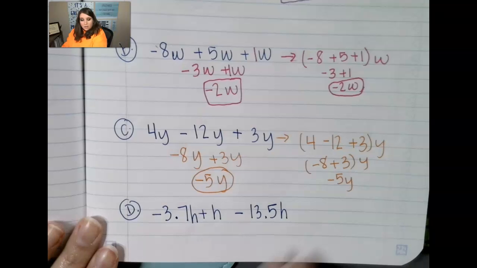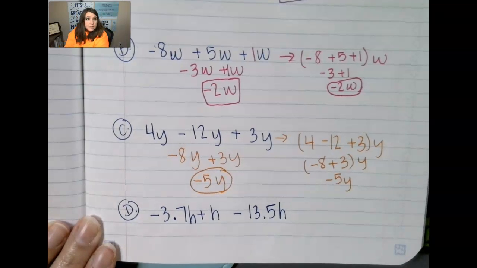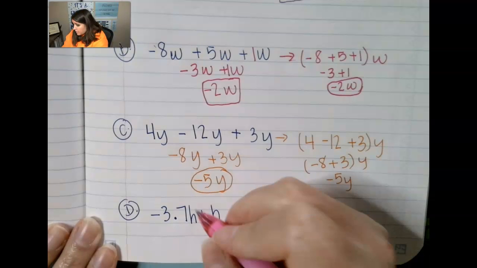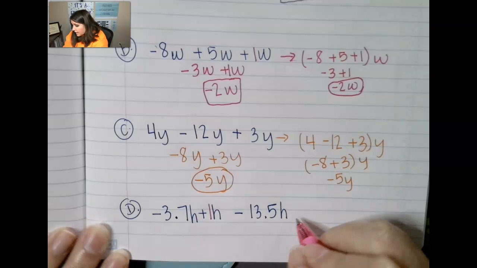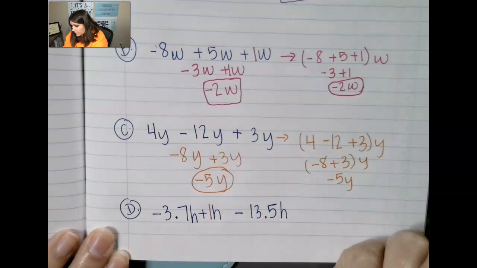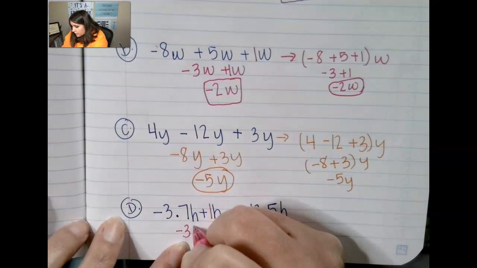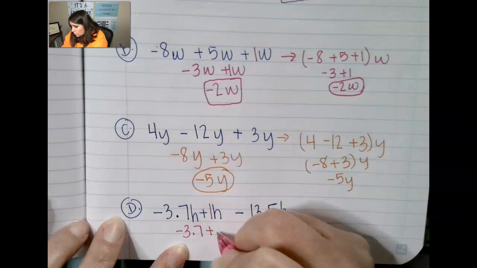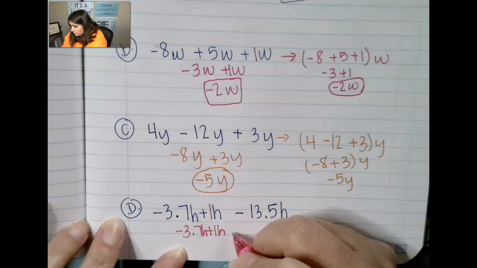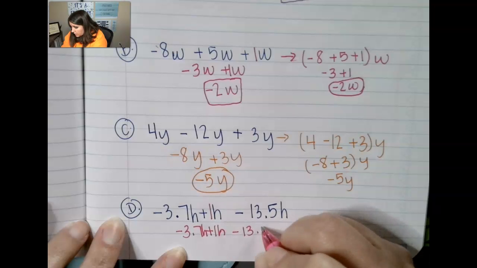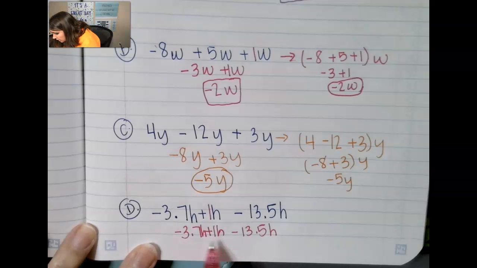Okay, all of these have h's. First of all, that's important for us to know. However, this is like saying 1h. So we're going to go ahead and just put together the things that are the same. So I have negative 3.7 plus 1h minus 13.5h.